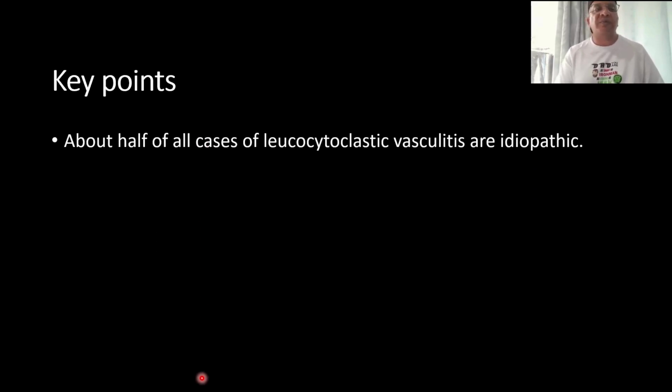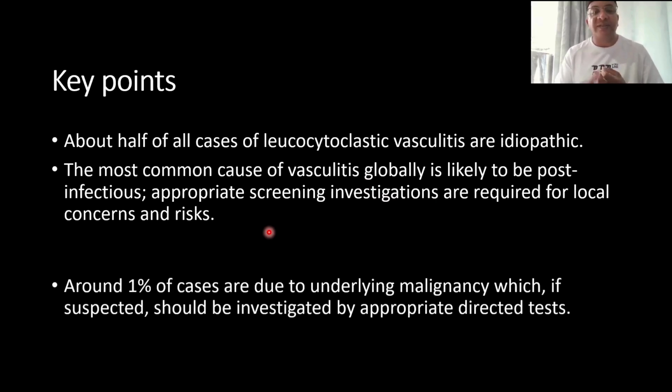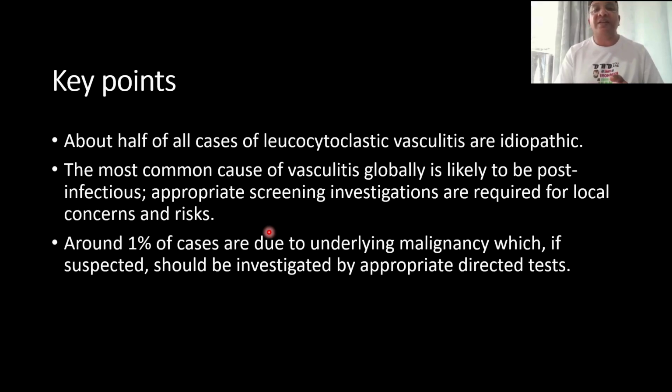So these are the key points for palpable purpura, guys. About half of all cases of leukocytoclastic vasculitis are idiopathic, important. The most common cause of vasculitis globally is likely to be post-infectious. Appropriate screening investigations are required for local concerns and risks. Around 1% of cases are due to underlying malignancy, which, if suspected, should be investigated by appropriate directed tests.